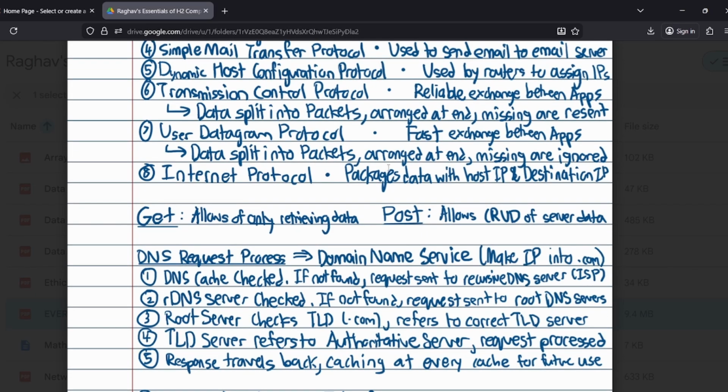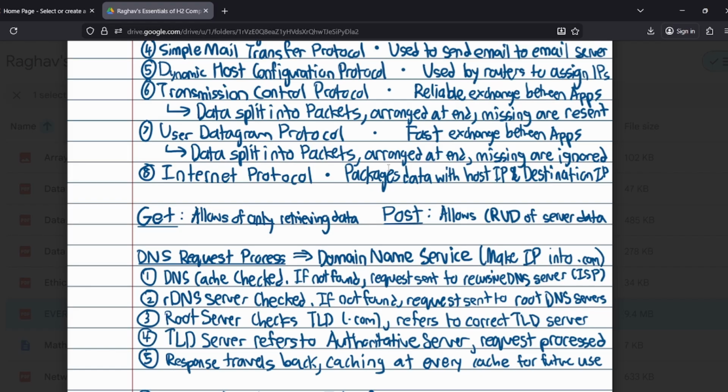Then you have the two types of requests, GET requests and POST requests. GET only allows you to retrieve data. And POST allows you to create, read, update, and delete the server data. So that's the difference. Please keep this in mind for your Flask.